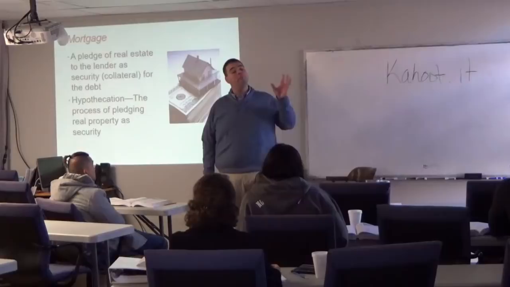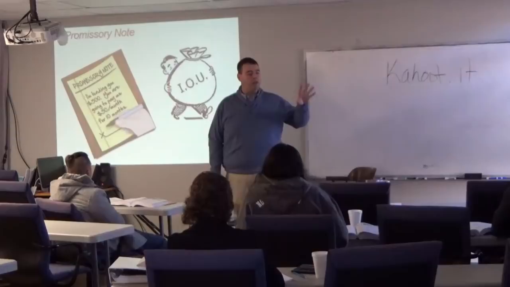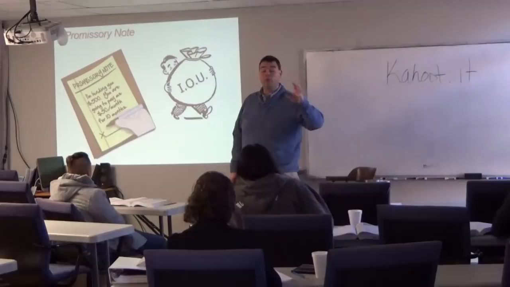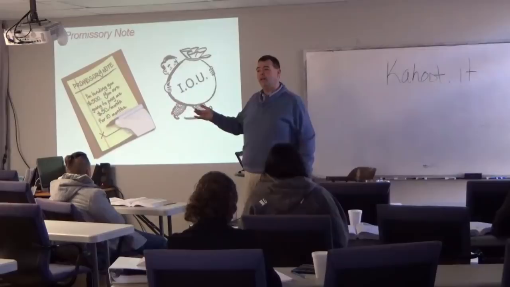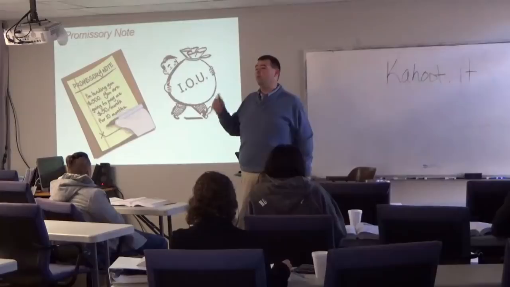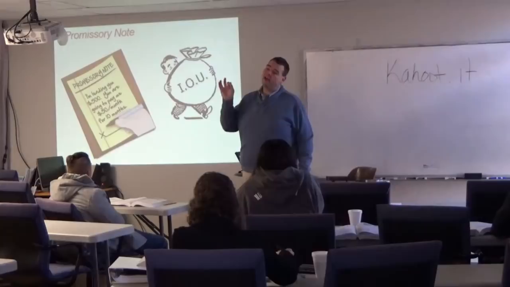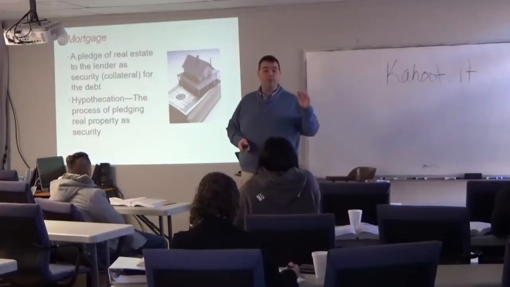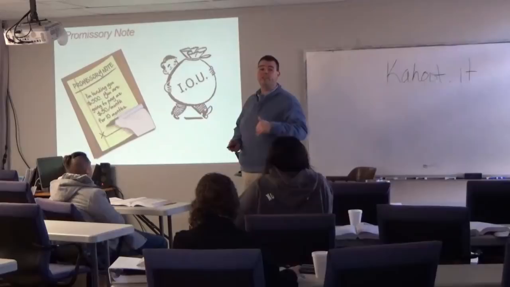We're going to break mortgage loans down into two things. Something called the mortgage itself, which is the promise of collateral, and then the promissory note. Promissory note is a contract between the lender and the borrower that the borrower will do what? Pay back. Will pay the money back. Notice that they are two separate things. We have the mortgage, which pledges the property as security. Then we also have a promissory note, which says, I'm going to do what? Pay the money back.